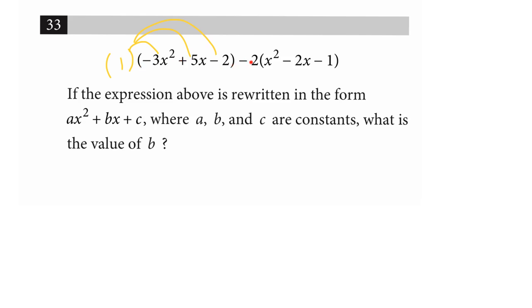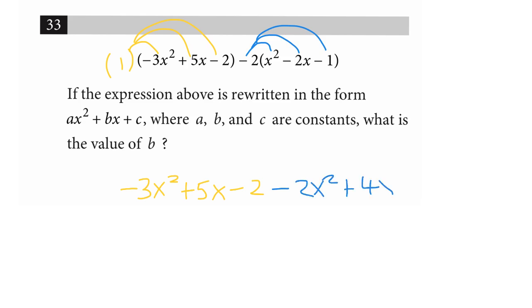But this is another story. This -2 actually distributes in and changes the sign, among other things, when you distribute it. So let's focus on the yellow part. After that, we end up with -3x squared plus 5x minus 2. And then the blue part says that we have to call it -2x squared plus 4x plus 2. That's a like term, that's a like term, that's a like term. Combining like terms gives me x squared. The 5x plus 4x gives me a positive 9x.